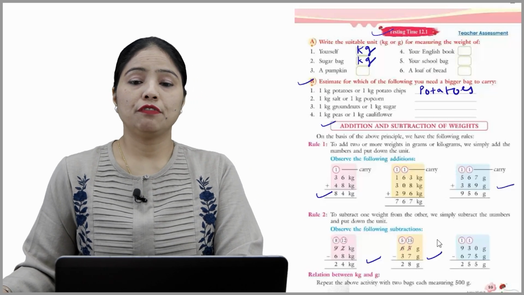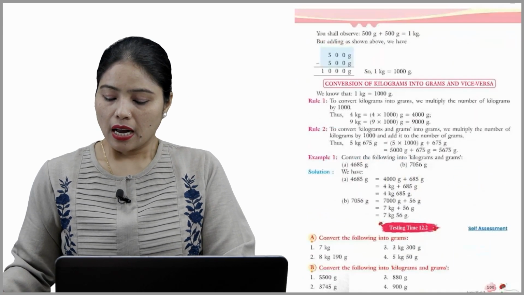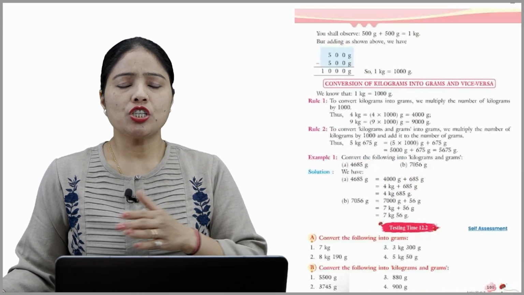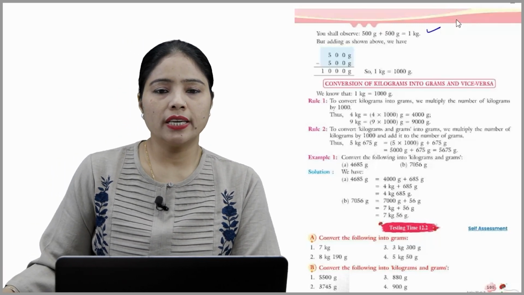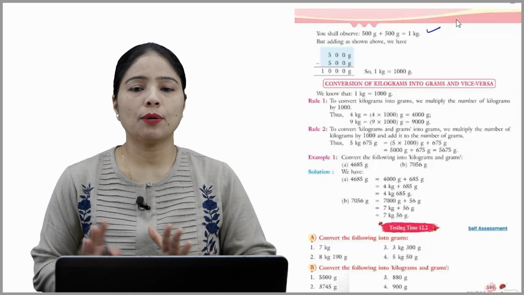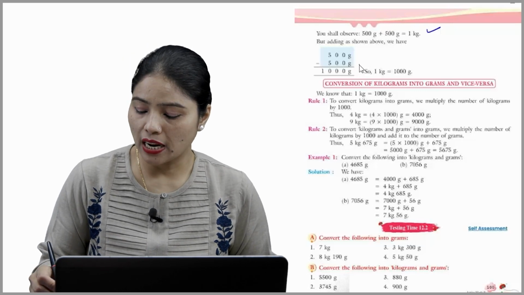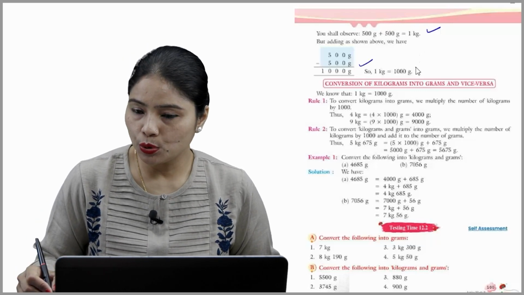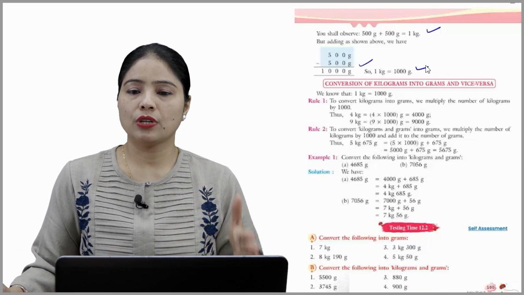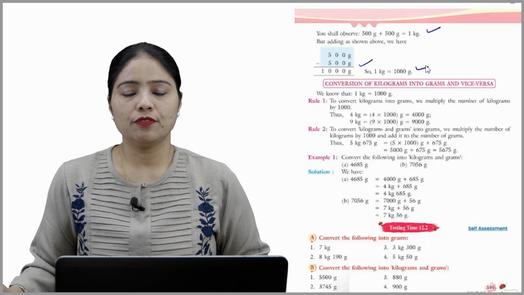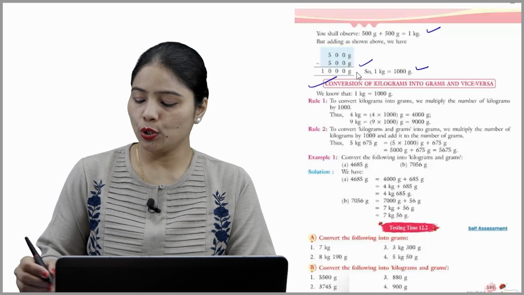Repeat the above activity with 2 bags each measuring 500 gram. After that, you shall observe 500 gram plus 500 gram, how much is it? This is 1 kg. But adding as shown above, we have 500 gram, 500 gram. That means 1000 gram, so 1 kg is equal to 1000 gram. I hope you understood. Now conversion of kilograms into grams and vice versa. So we know that 1 kg is equal to 1000 gram.